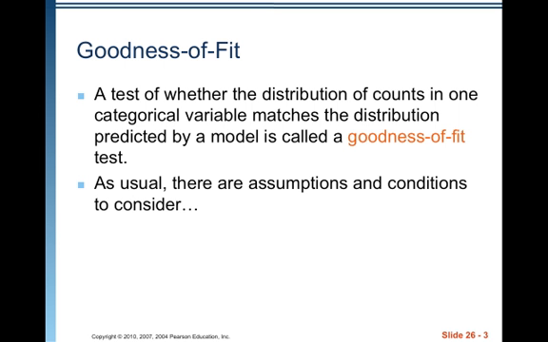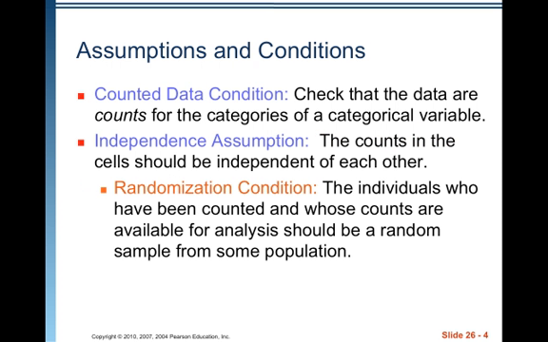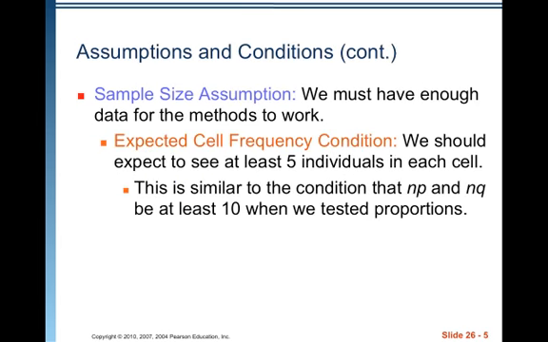As usual, there are assumptions and conditions to consider. The first is the counted data condition. Check that the data are counts for the categories of categorical variables. The second condition is the randomization condition so that we can make the independence assumption. So we're going to need to assume that the counts in the cells are independent of each other. And one way we can check that is that the individuals who have been counted and whose counts are available for analysis should be a random sample from some population.